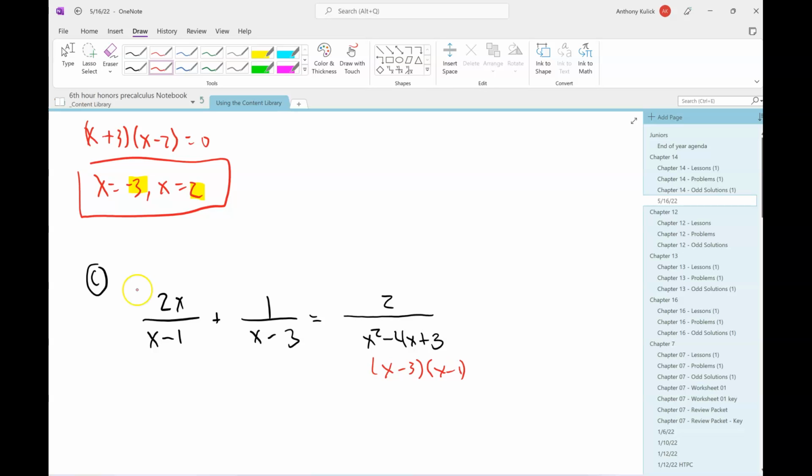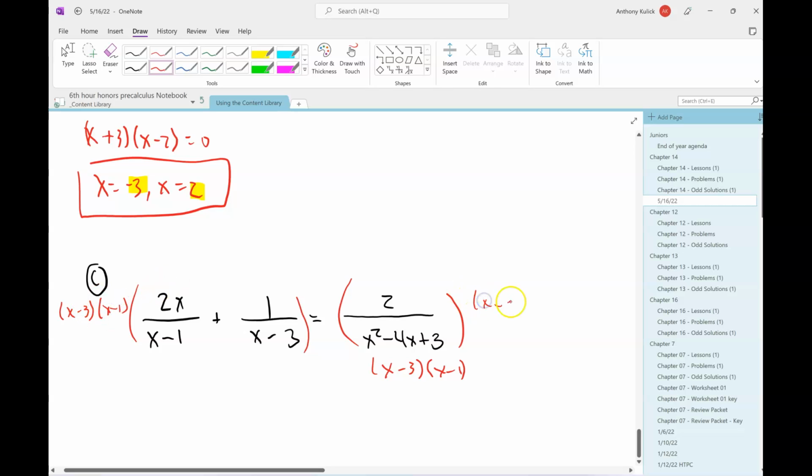Notice that both factors in my denominators are the factors in that quadratic. So I would still clear fractions here. What would I use to clear fractions with? X minus 3 times x minus 1. Yeah. Everybody's cool how I did that?